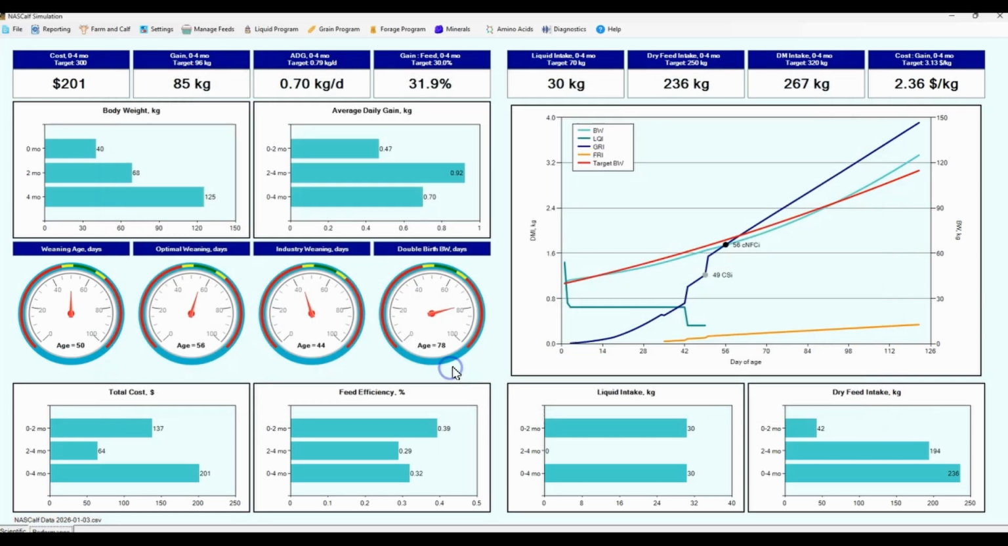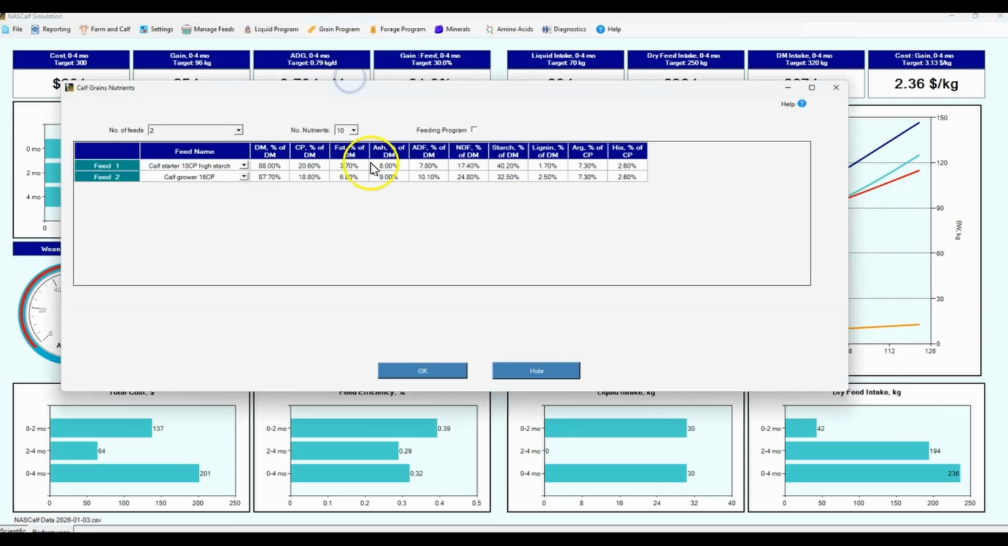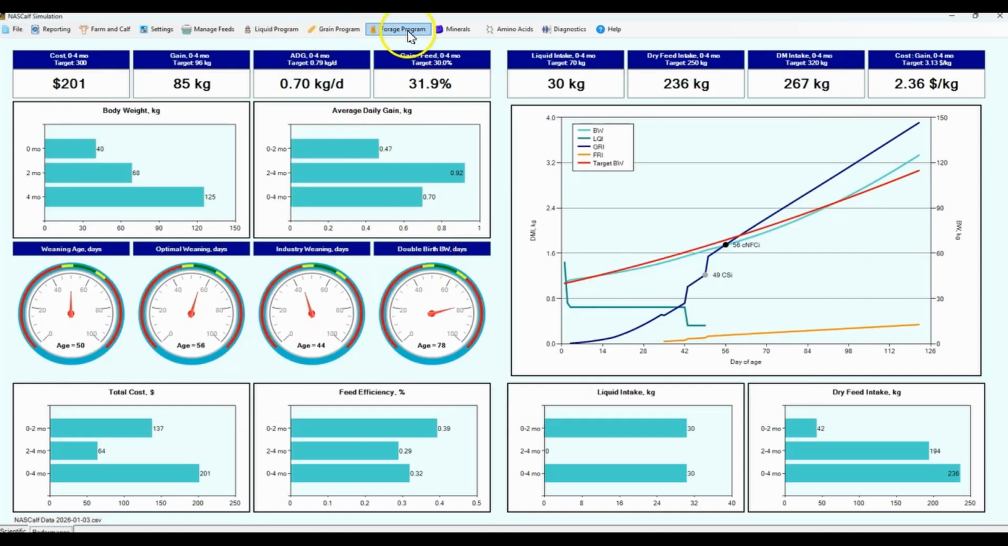We can also review grain composition here. The starter is about 20% protein and 3.7% fat on a dry matter basis. As always, any of these values can be adjusted directly in the grid, just as we did for the liquid feeds. Once liquid, grain, and forage inputs are complete, we'll double-check the calf information.